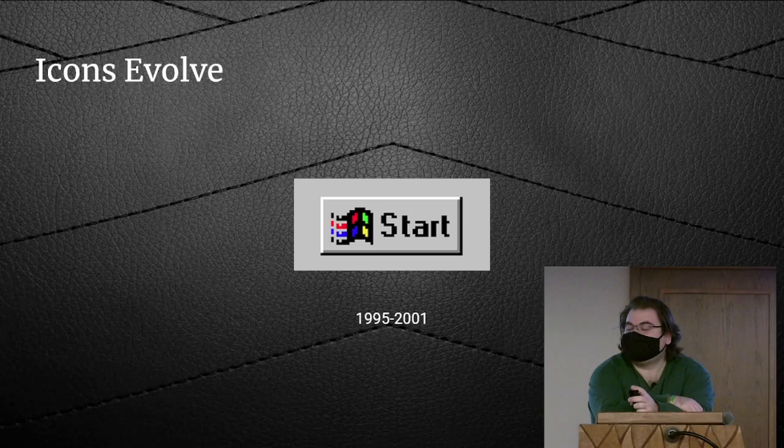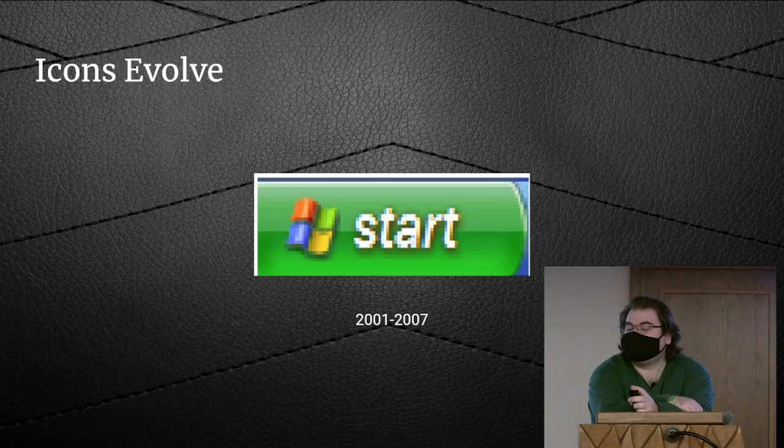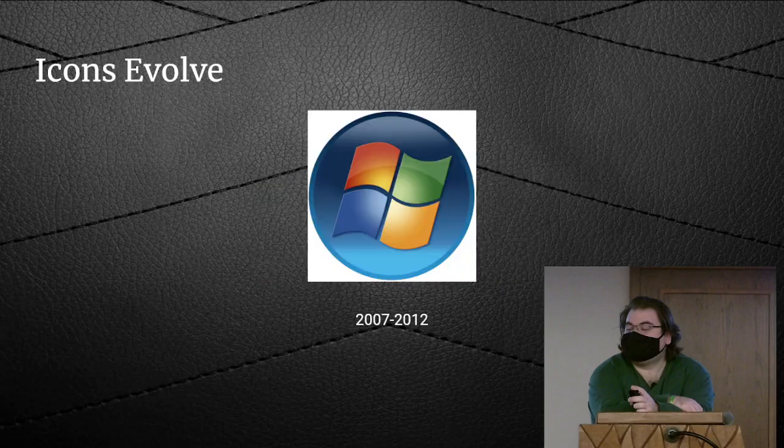Icons also evolve. This is the start menu from Windows 95. It went like that until 2001, and then Microsoft changed it into Windows XP's start menu. It still says start though, so you know that you gotta start there. But then in 2007, Windows Vista came out, and it doesn't say start anymore. But the thing is, that went from 1995 to 2007, so that was like 10 years of knowing where to go to start.